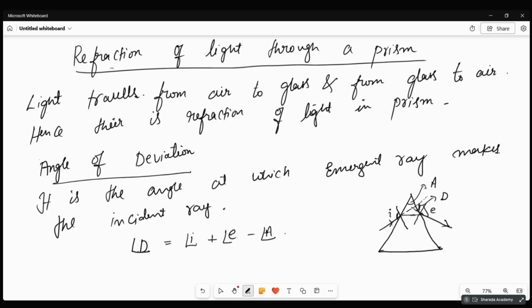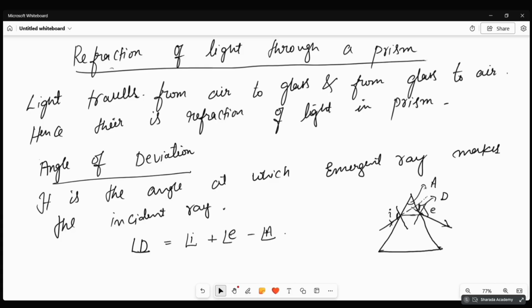Written. First thing, angle of deviation. Angle of deviation is the angle between the incident ray and the emergent ray. See, first you consider a prism. In the prism, what happens? Light goes from air to glass, then from glass to air, correct?